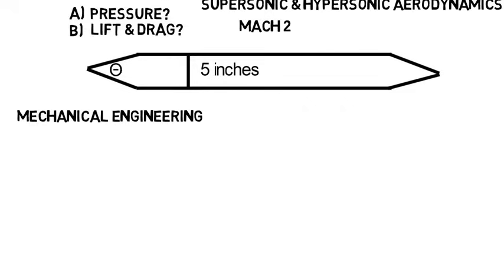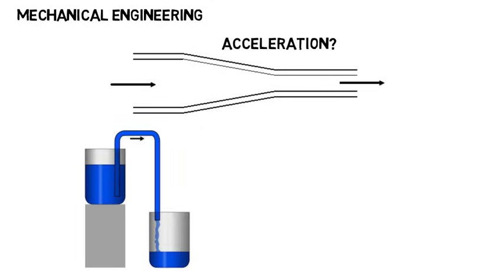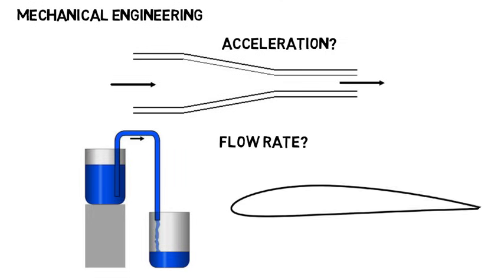They could give you some narrowing tube where the speed of the water is changing from the beginning to the end and ask you the acceleration at different points. They could give you a siphon problem and ask you to determine the flow rate based on various parameters. Then they could also give you an airfoil and ask you to determine lift and drag on it, even though you won't go into as much depth as an aerospace engineer.